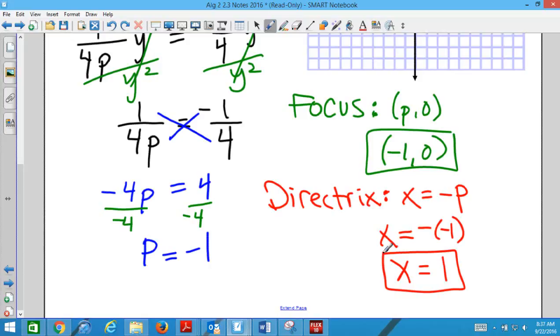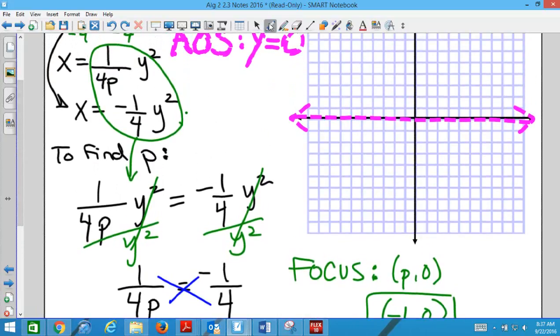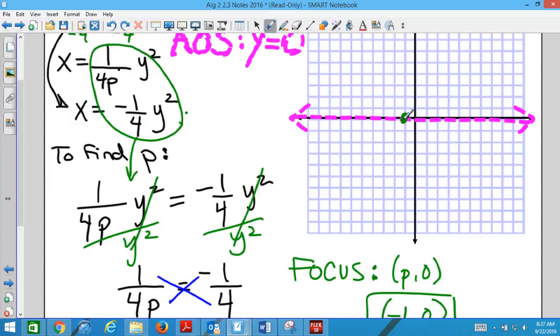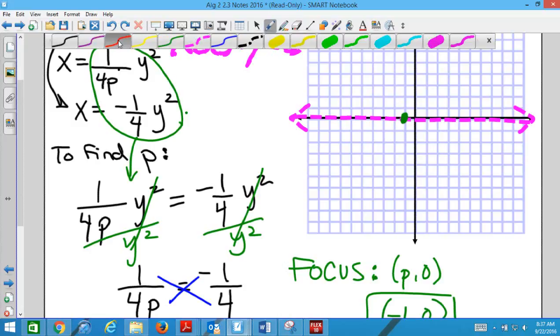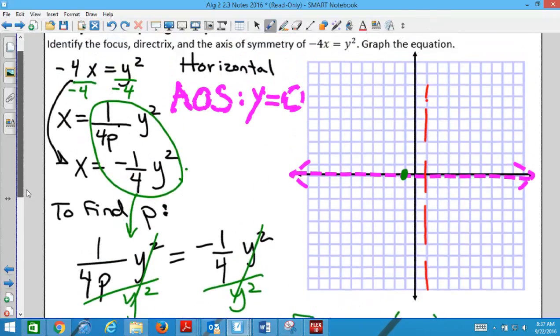Now let's go put those on the graph. So put a dot at (-1, 0) for your focus. The directrix is a dashed line at x equals 1. All right, so (-1, 0) is my focus, and my directrix is a dashed line at x equals 1, sorry.